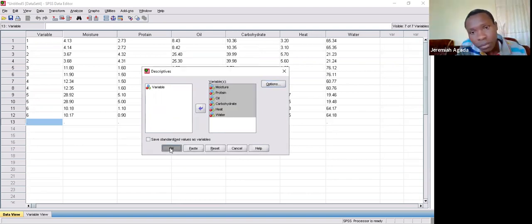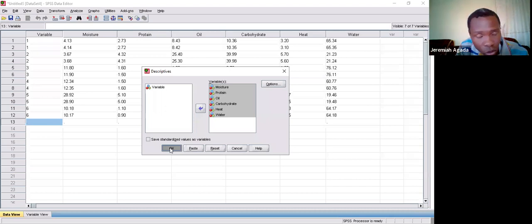Okay. So we'll see a result. What do we have here? Okay, still coming. Okay, so we have this now. This is our descriptive statistics here now. So if you look at this, our number of entry, we have 12 for moisture.